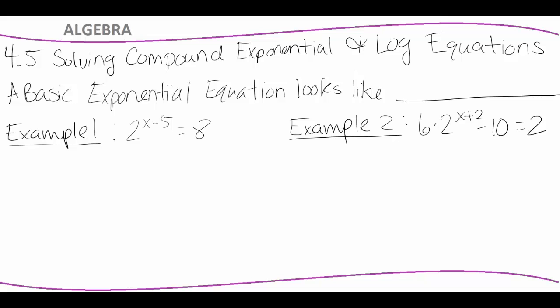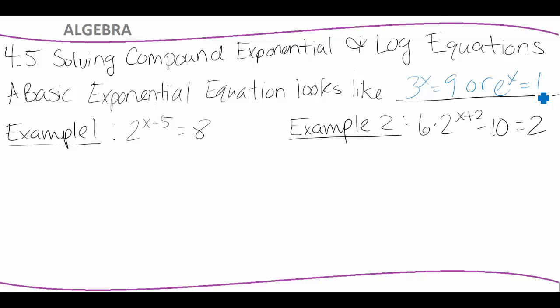Today we're going to talk about solving compound exponential and log equations. First, let's recall what a basic exponential equation looks like. It looks like 3 to the x equals 9, or e to the x equals 1. We're going to look at example 1, where 2 to the x minus 5 equals 8. A compound has something added or subtracted, multiplied, or divided to the x or to the base.